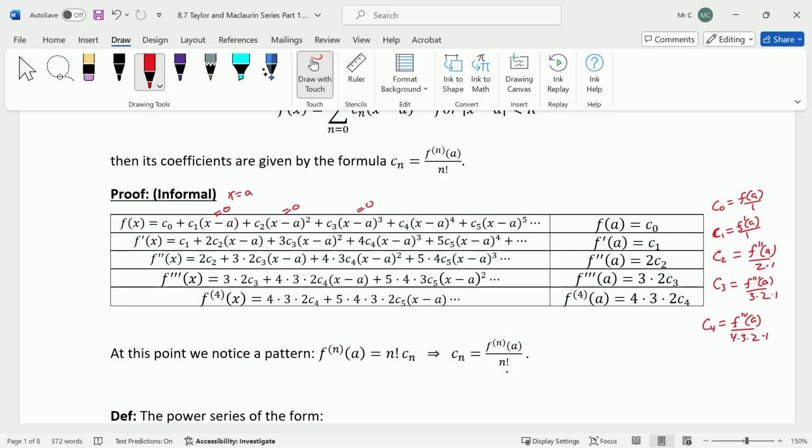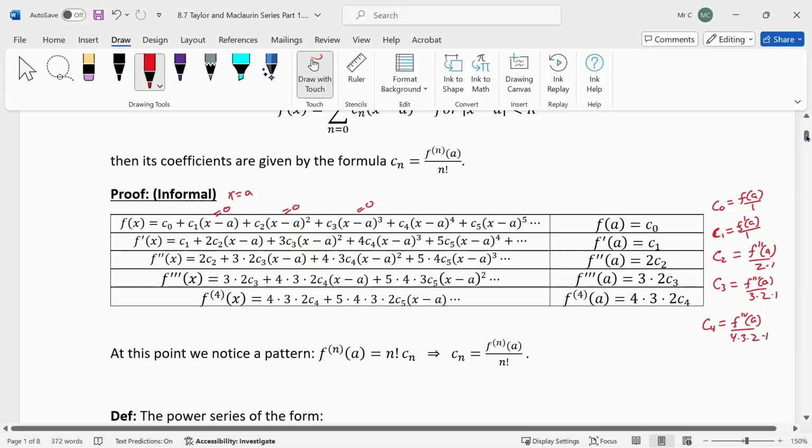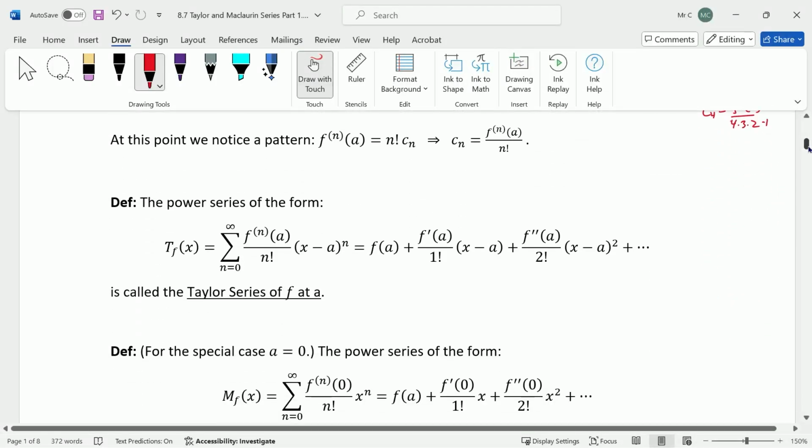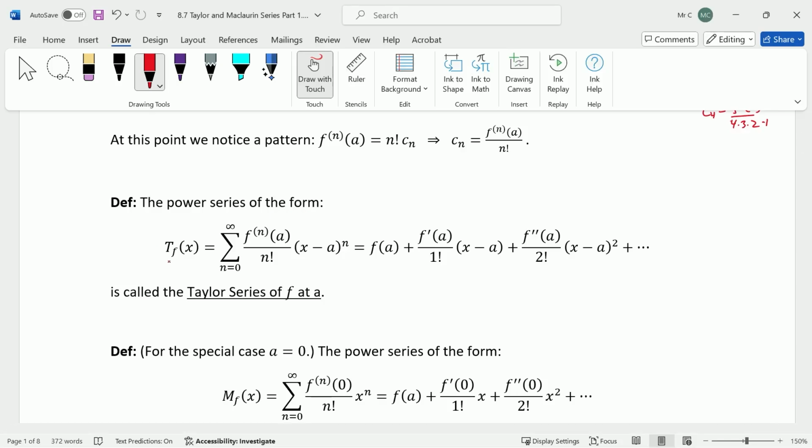So now we've got a general form for this coefficient, and this is going to allow us to define a very powerful tool called the Taylor series. The power series of the form T sub f of x is equal to the sum from n equals 0 to infinity of the nth derivative of f evaluated at a divided by n factorial times (x minus a) to the nth power, which expands to f of a plus f prime of a over 1 factorial times (x minus a) plus f double prime of a over 2 factorial times (x minus a) squared plus and so on. This is called the Taylor series of f at a.